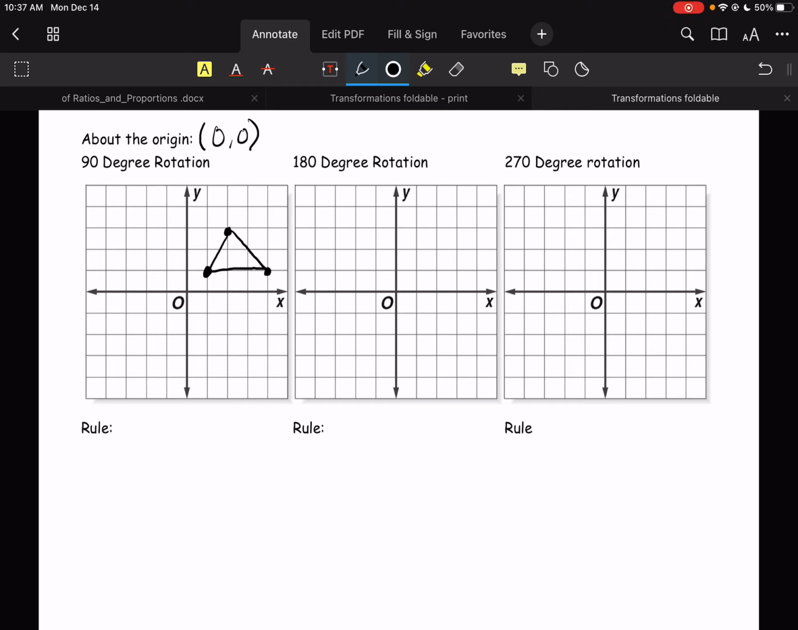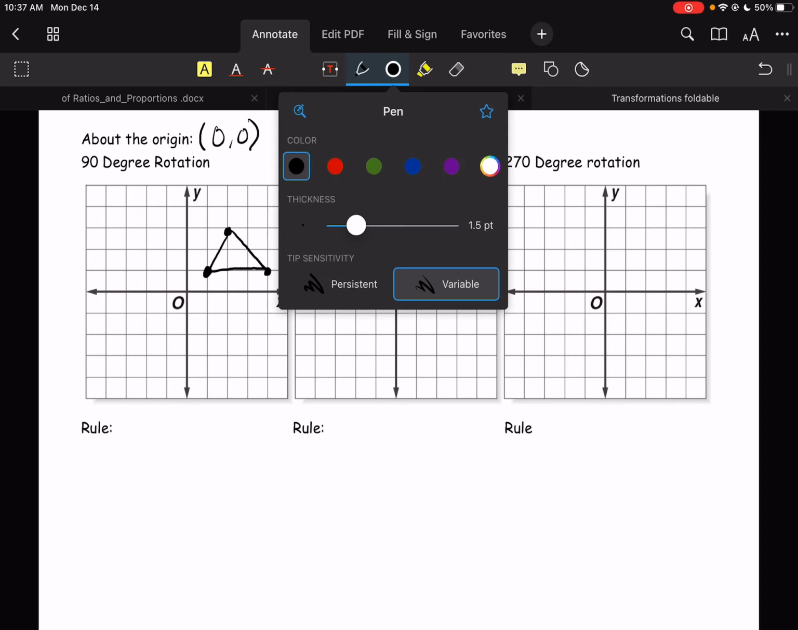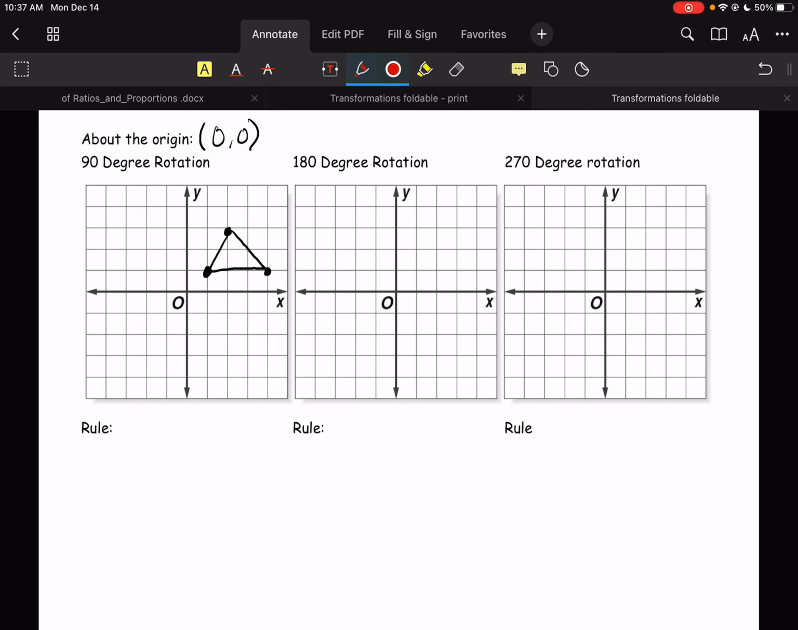And when I'm going 90 degrees about the origin, that means that I am rotating this specific triangle. So I'm going to take one of the points and it's going to go 90 degrees about the origin. I'm going to be going clockwise when I do this. If you want to go counterclockwise, if you want to go clockwise, you can. So this angle then is 90 degrees. So what happens though when we rotate?